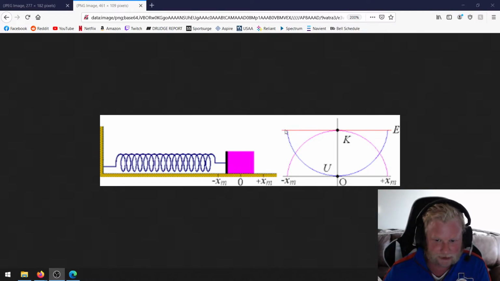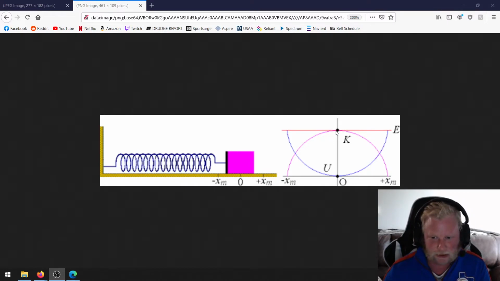Now, notice, energy is conserved, right? Your total mechanical energy does not change. But what does change is the amount of potential and the amount of kinetic energy. So if we look at it, at each one of your amplitudes, your kinetic energy is 0. Well, why is that? Because at your amplitudes, the block's not moving.